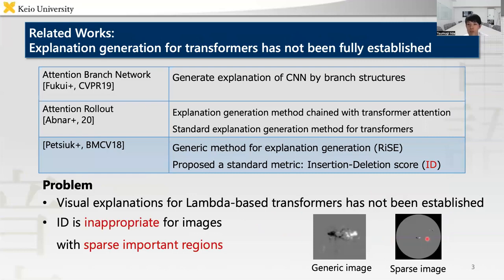Next, this slide introduces related research concerning explanation generation. While explanation generation for CNNs has been widely studied, explanation generation methods for transformers have not been fully established. Attention rollout is an explanation generation method for transformers. Also, RISE is a generic method for explanation generation. In this paper, the insertion deletion score, which is a standard evaluation metric of visual explanation, was also proposed.